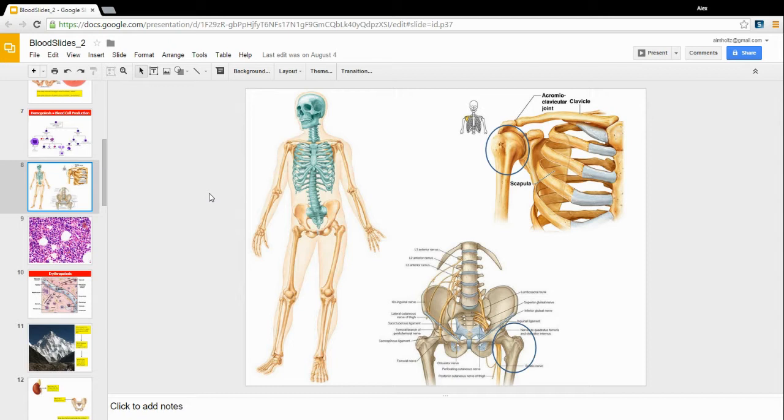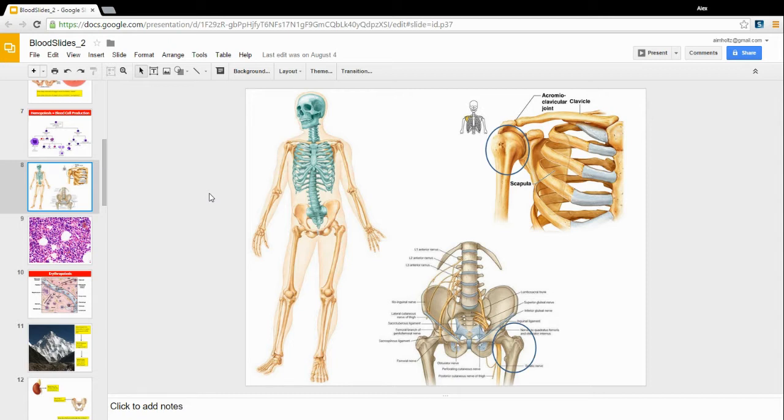We find it in the axial skeleton, so in other words, the skull, the vertebrae, the ribs, the sternum. We also find red bone marrow in the girdles, so the clavicle and the scapula, in other words, the pectoral girdle, and the hip bones, the pelvic girdle. We also find red bone marrow in the proximal ends, the proximal epiphyses, remember that word, of the humerus and the femur. So these are all places with red bone marrow.